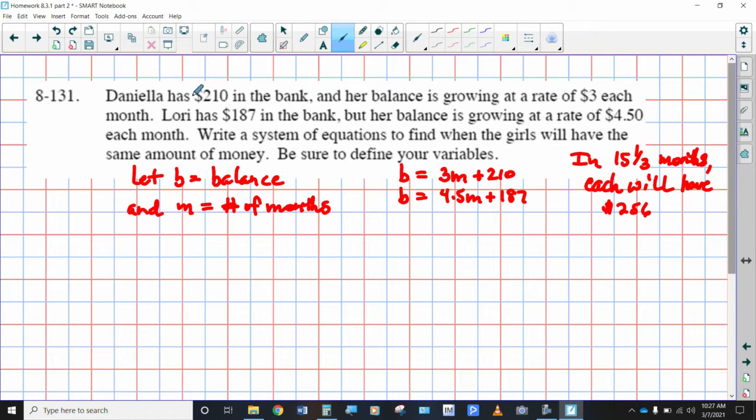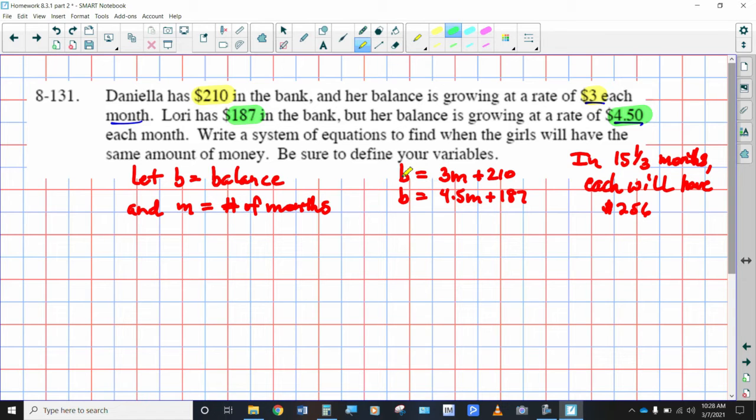All right. Daniela has $210 in the bank, and her balance is growing at a rate of $3 each month. Lori has $187 in the bank, but her balance is growing at a rate of $4.50 a month. So Daniela starts with more, but she's saving less. Lori starts off with less, but she's saving at a higher rate. So at some point, Lori is going to surpass Daniela. And so what we want to do is figure out after how many months, that's our unit of time, will they be the same? And then eventually, Lori's going to catch and pass her.